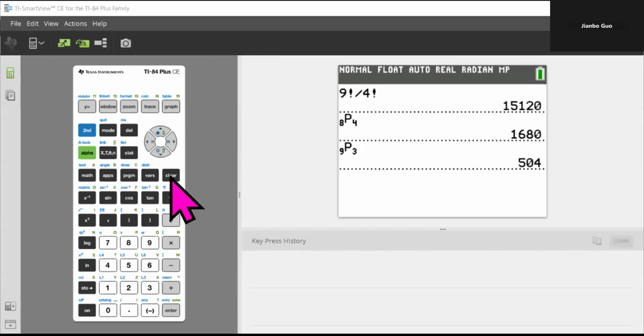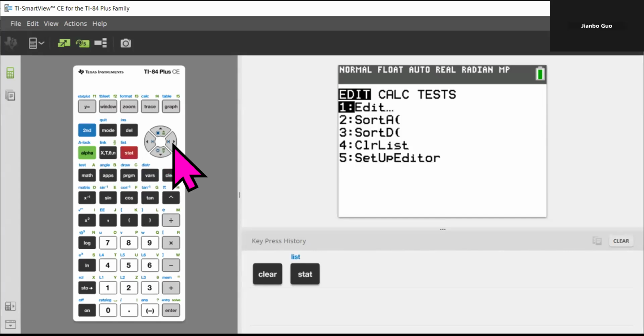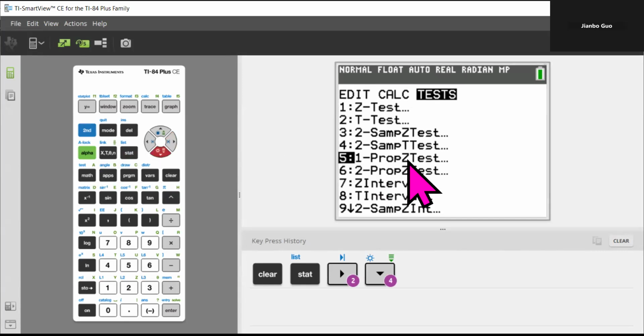Right, so we go to stats. We go to stats and the tests, and then we are going to, this is a one proportion z test. Okay, this is a one proportion z test. So we're going to choose number 5, the function here, one proportion z test.